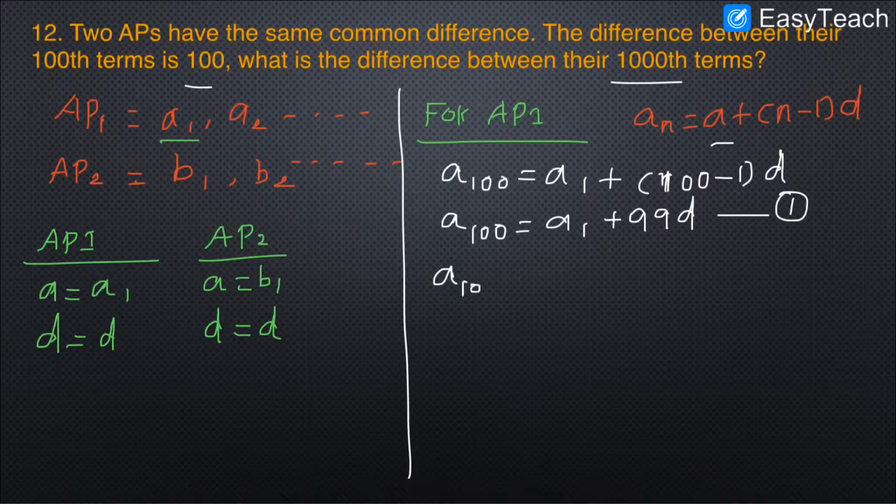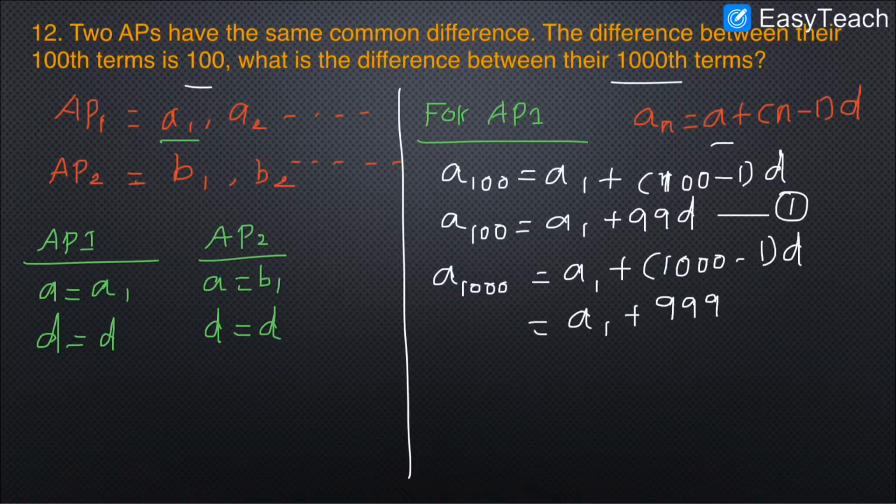Let's find out the 1000th term of the first AP. A1, the same value for A, plus, for n it is 1000 minus 1 into D, so A1 plus 999D. This is the 1000th term, and this is equation 2. I hope you understand till here. We just found out, for the first AP, the 100th and the 1000th terms.